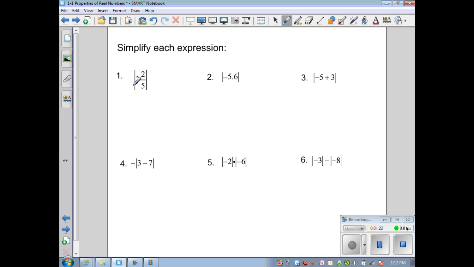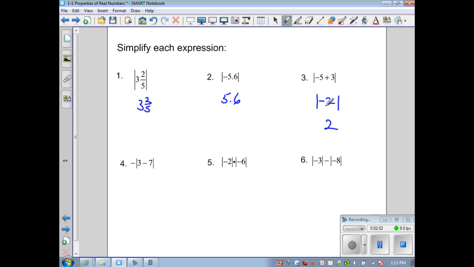Number 1, the absolute value of 3 2/5 is 3 2/5. Notice the absolute value symbols are gone. Here, the absolute value of a negative 5.6 is 5.6. 3 is a little bit different, and inside I have an expression that I have to simplify first. So I bring down the absolute values, simplify the inside quantity, a negative 5 plus 3 is a negative 2. Then I take the absolute value, which is a positive 2. So this tells you I can only take the absolute value of one quantity. So I simplified that to one quantity.